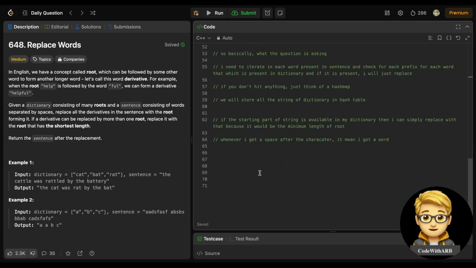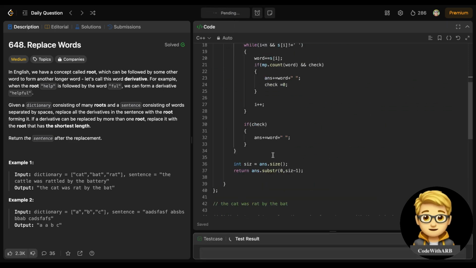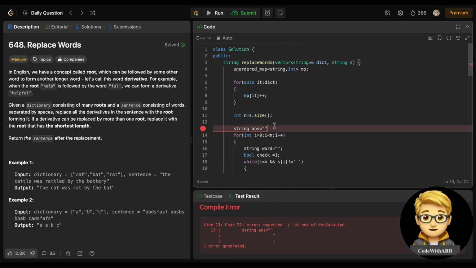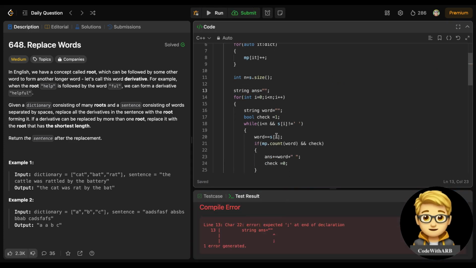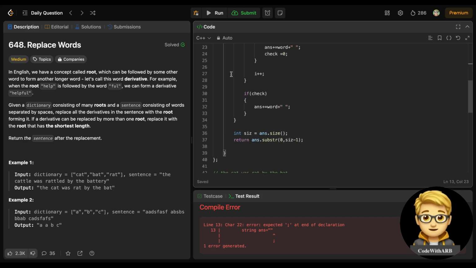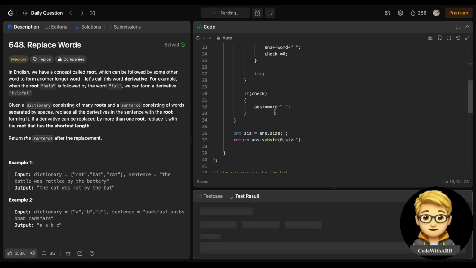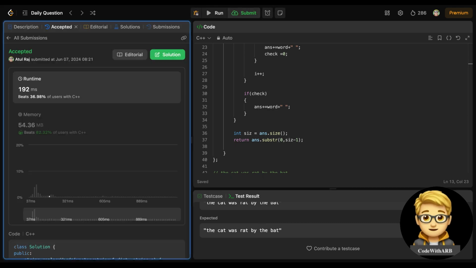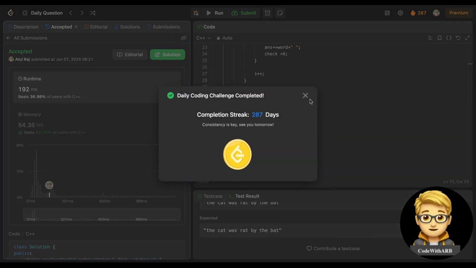So let's try to run this. Okay, compilation error. Let's see if there is any other compilation error. I don't think so. Let's run this. Yeah, we have passed the sample case. Let's try to submit it now. We have successfully passed all the cases.